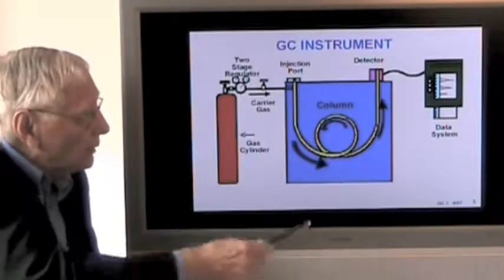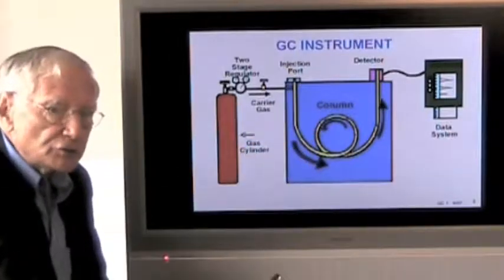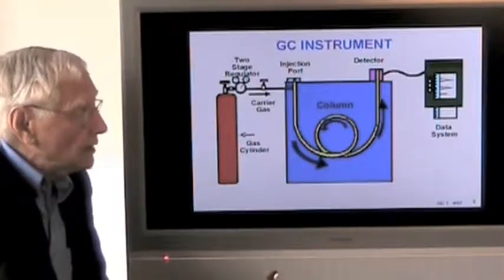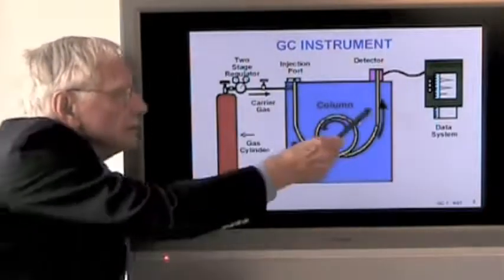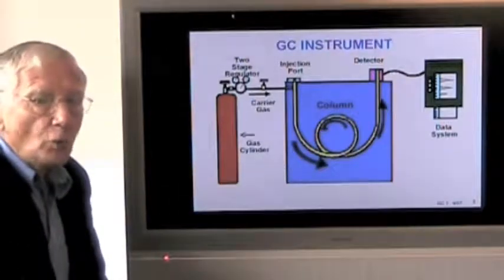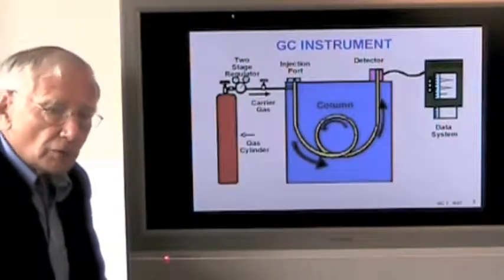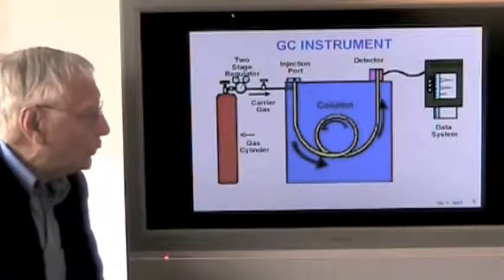After the column, the sample components enter a detector where an electrical signal is generated. That signal is proportional to the concentration of the sample. And that signal is recorded here on the data system. In today's world, this is almost always a computer. In earlier times we used integrators, and in much earlier times even a very simple recorder.